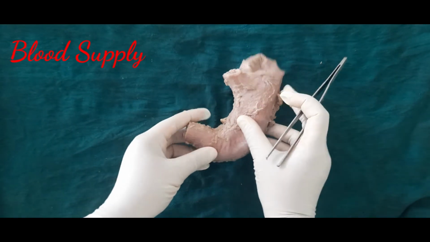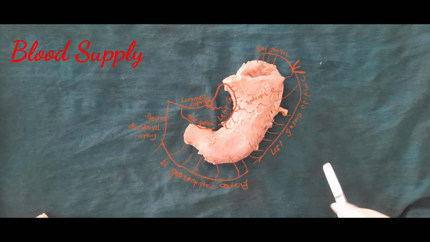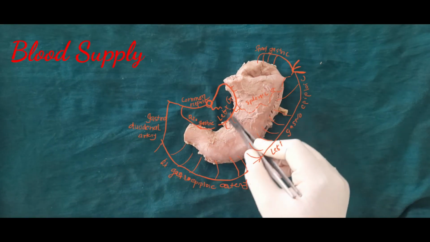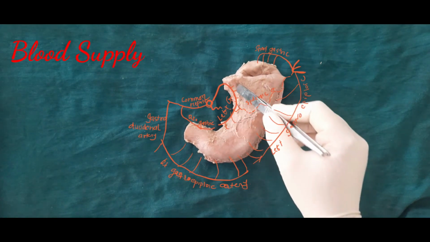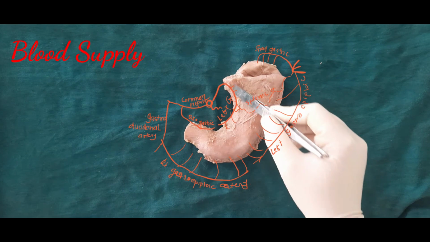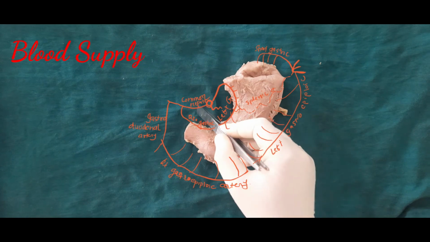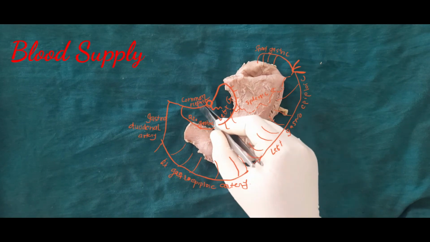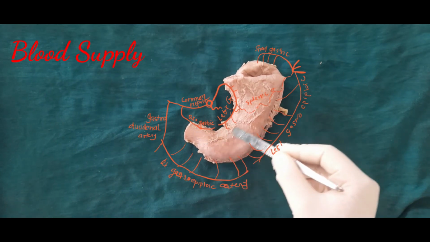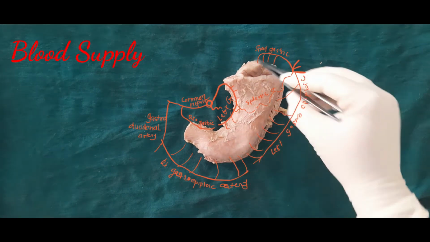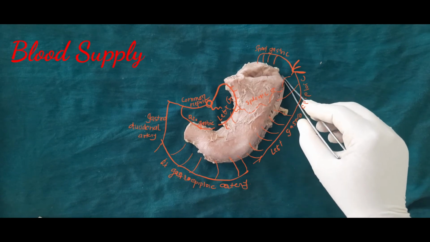Blood supply. The stomach is basically supplied by the celiac trunk. The celiac trunk gives rise to one branch, the left gastric artery. The left gastric artery gives rise to gastric branches, which supply most of the lesser curvature and some portion of the body. Another branch is the right gastric artery, which arises from the common hepatic artery. It supplies the lower part of the lesser curvature as well as the pylorus. Then the fundus area is supplied by the short gastric artery, which is a branch of the splenic artery.